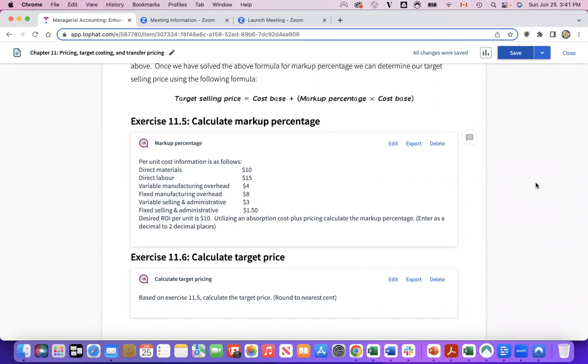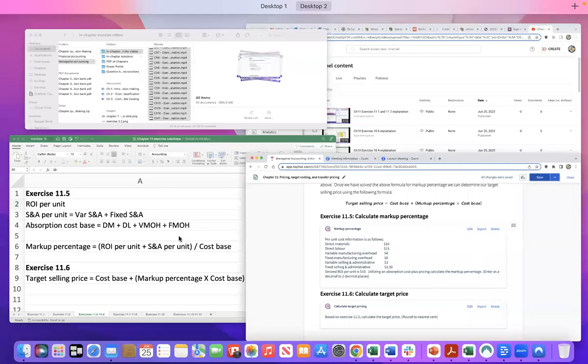So here, let's look at exercise 11.5. It reads, per unit cost information is as follows. Direct material is $10, direct labor is $15, variable manufacturing overhead is $4, fixed manufacturing overhead is $8, variable selling and admin is $3 a unit, and fixed selling and admin is $1.50 per unit. The desired return on investment per unit is $10. Utilizing absorption cost plus pricing, calculate the markup percentage. And then in exercise 11.6, calculate the target price based off of that markup percentage.